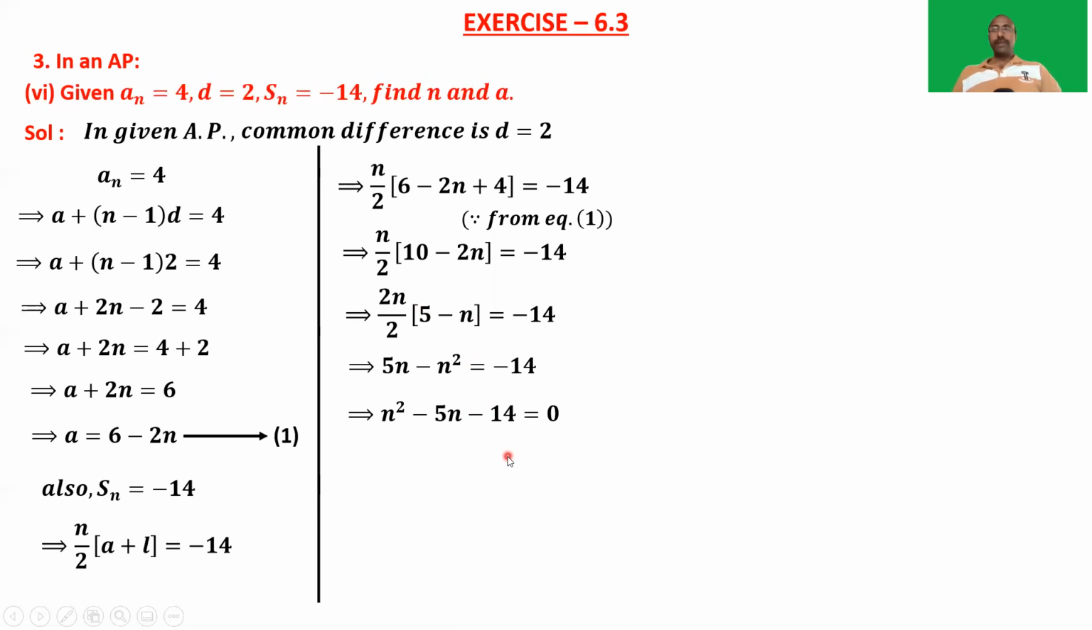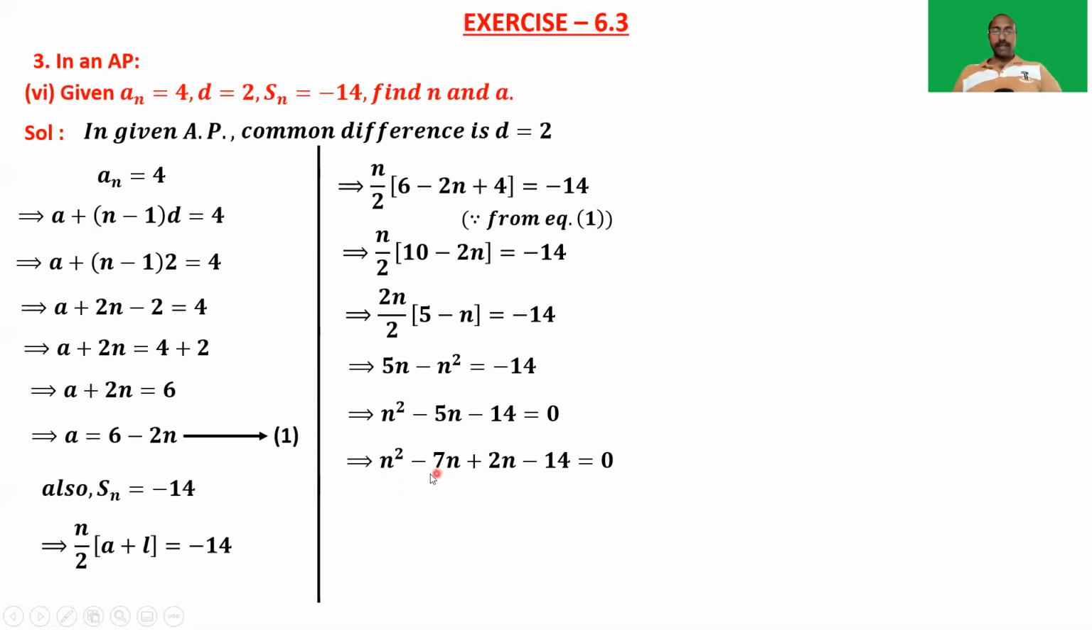So we shall solve this equation by splitting it into factors. So take minus 5 and minus 14. So we can write it as minus 7 plus 2, because minus 7 plus 2 is minus 5 and minus 7 into 2 is minus 14. So in that way, we split minus 5n into minus 7n plus 2n.